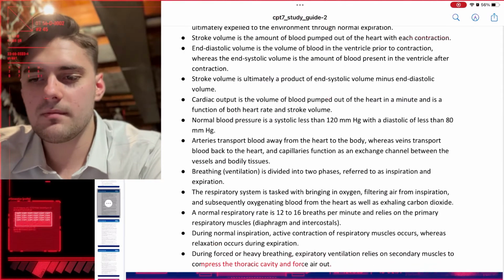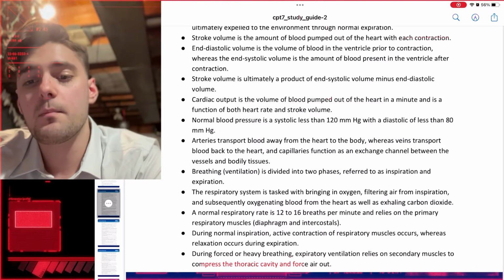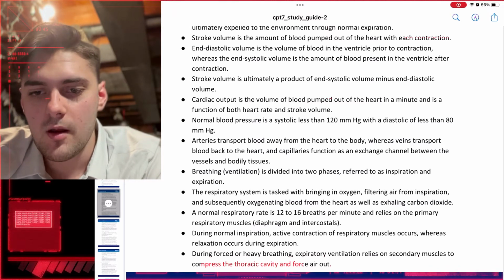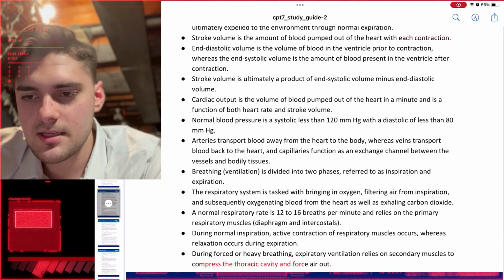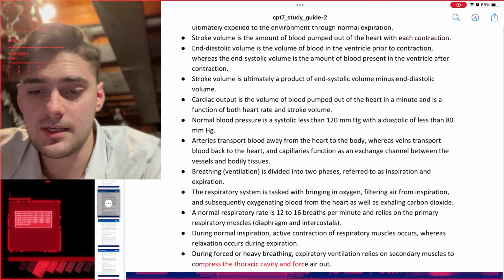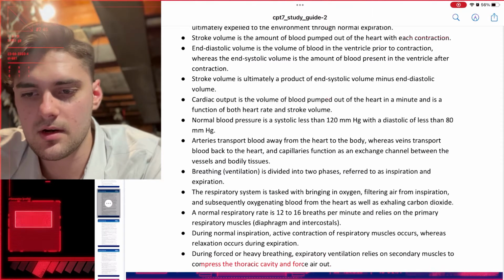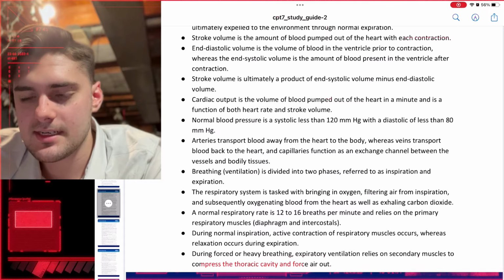Cardiac output is the volume of blood pumped out of the heart in a minute and is a function of both heart rate and stroke volume. Normal blood pressure is systolic less than 120 mmHg with diastolic less than 80 mmHg. Arteries transport blood away from the heart to the body, whereas veins transport blood back to the heart, and capillaries function as an exchange channel between the vessels and bodily tissues.